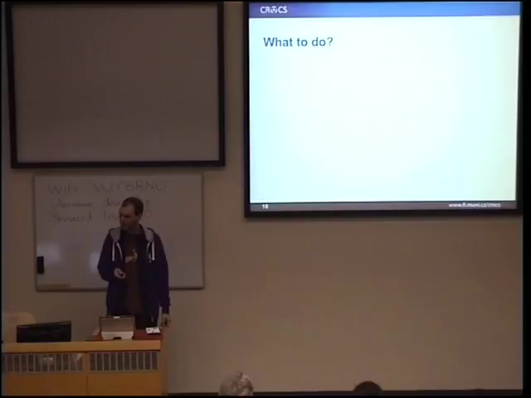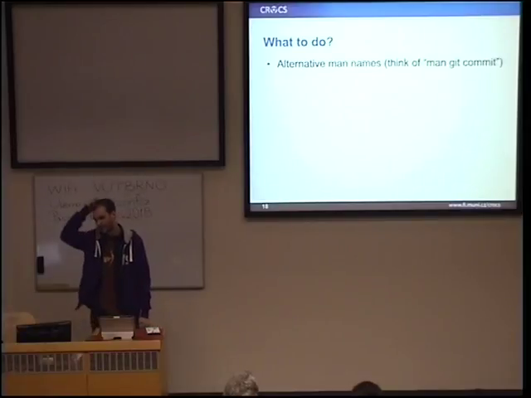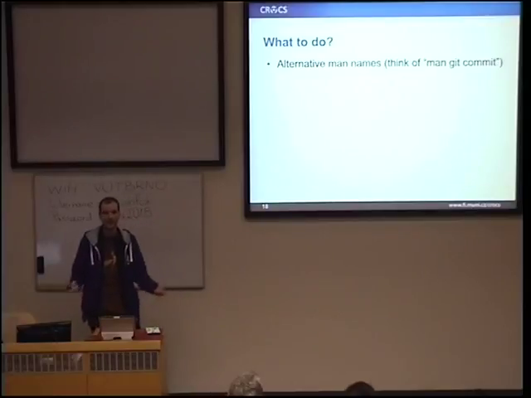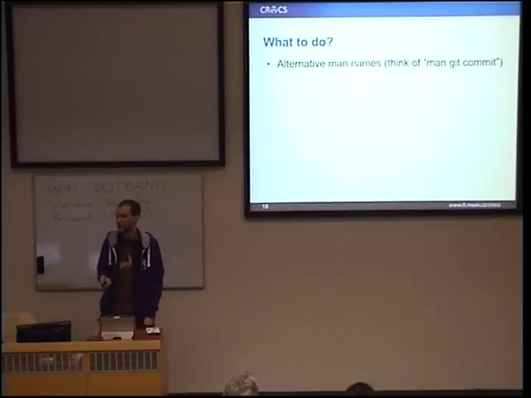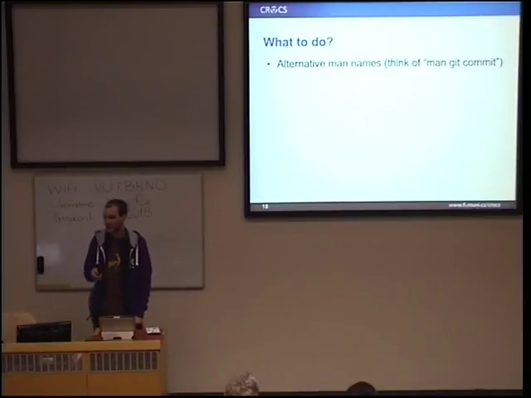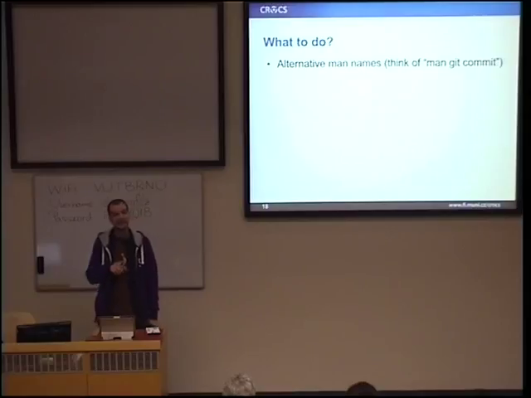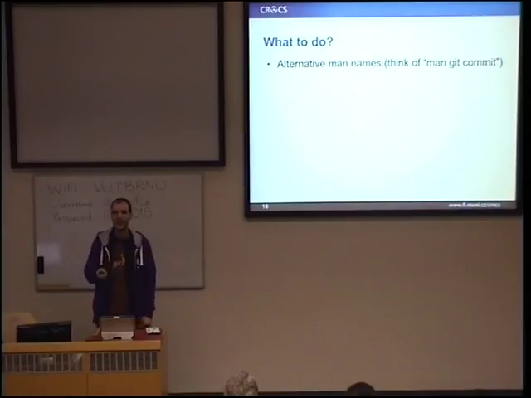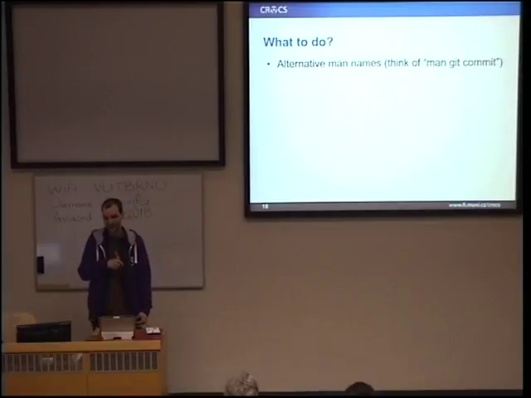So, what to do? One thing that we thought of, we started to think small, because small things can be achieved earlier. One thing to think of was creating alternative manual pages. Thinking of git commit. If you go man git commit, it does not open two manual pages, at least on Fedora and I think Ubuntu. It symlinks to man git-commit and opens what you would be expecting.